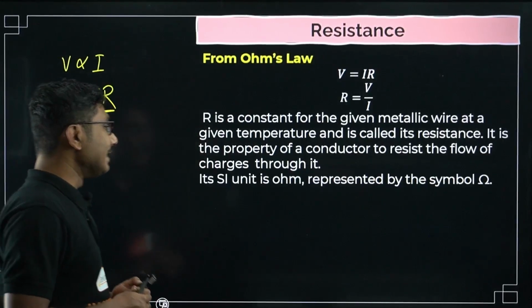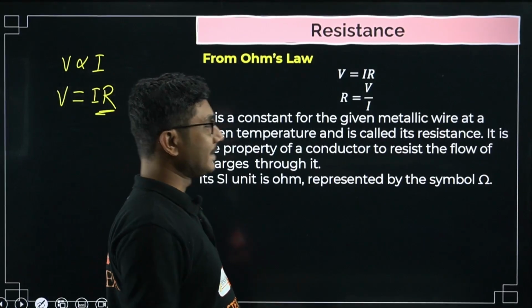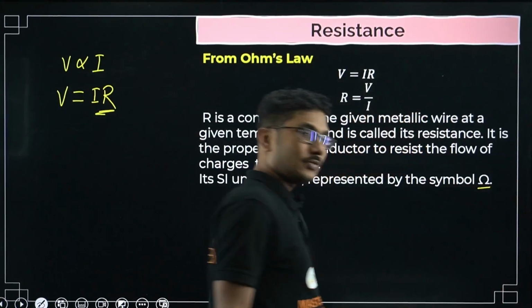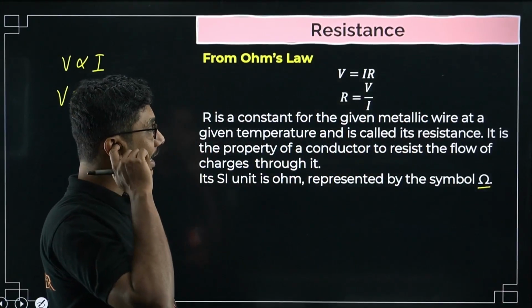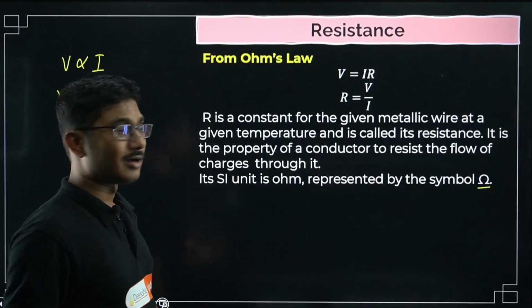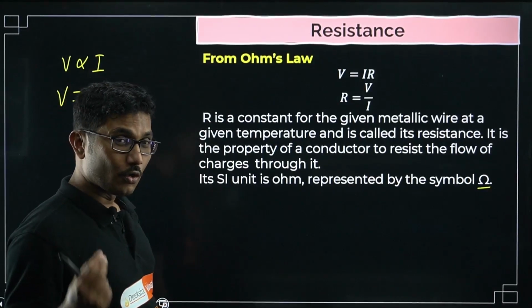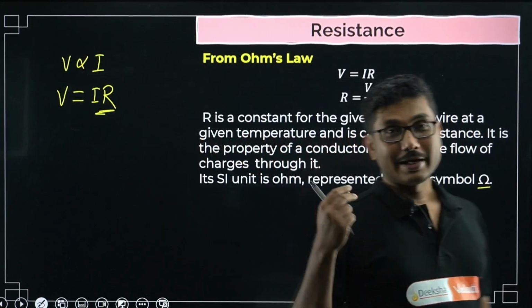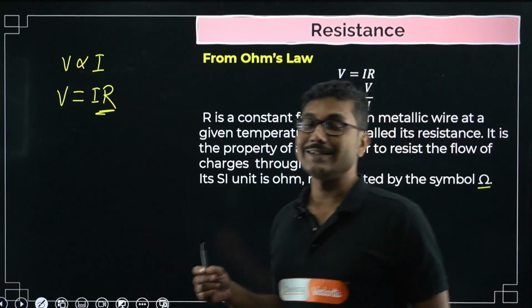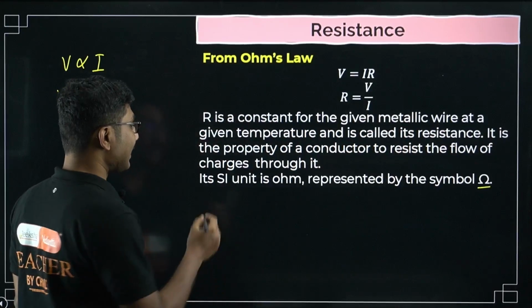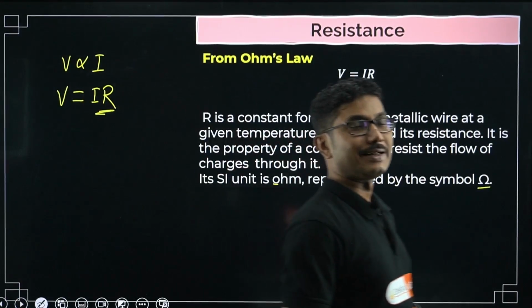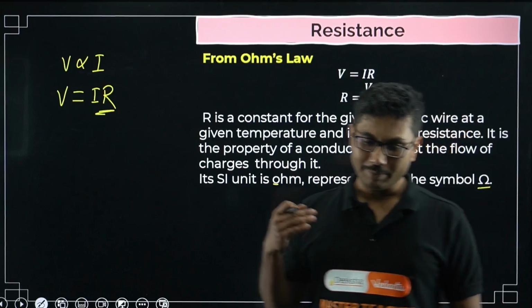Its SI unit is ohm and it is represented by the symbol, this inverted omega. Okay, so this is the inverted omega. This is the symbol for resistance, and the unit is called ohm. Ohm is named after the person who gave Ohm's law. The only difference is that for the unit, the o is a small letter. If you make this letter capital, then that becomes the name of the person.